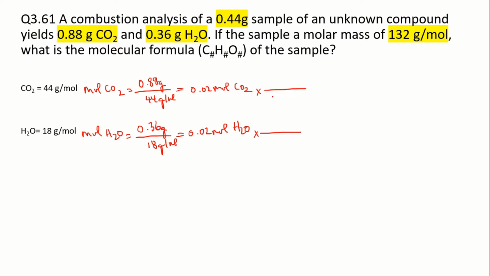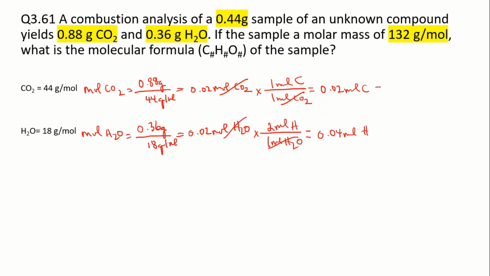Next, I need to find out how many moles of carbon I have. In 1 mole of CO2, I have 1 mole of carbon, 1 carbon atom per each carbon dioxide. In 1 mole of water, H2O, I'm going to have 2 moles of hydrogen, because for every 1 water there are 2 hydrogens in that sample. So moles of carbon dioxide cancel, moles of water cancel. I'm going to have 0.02 moles of carbon and 0.04 moles of hydrogen.